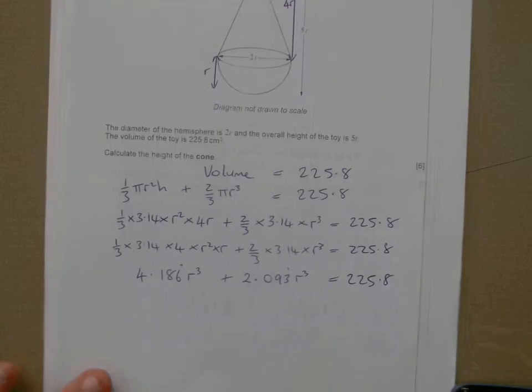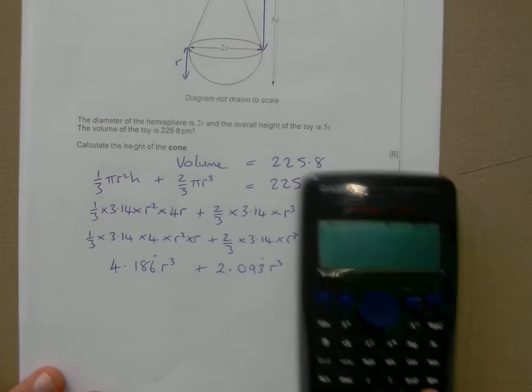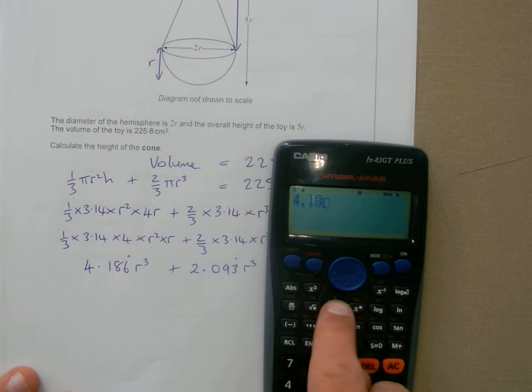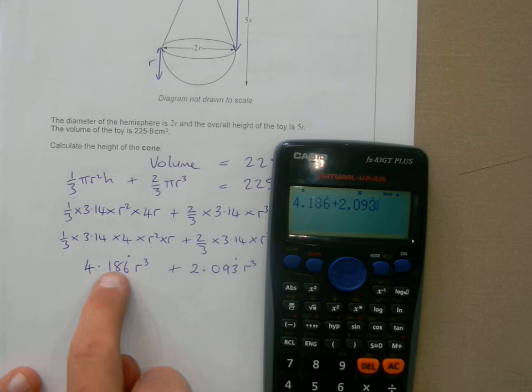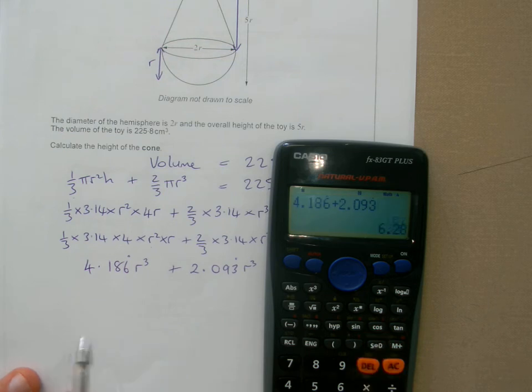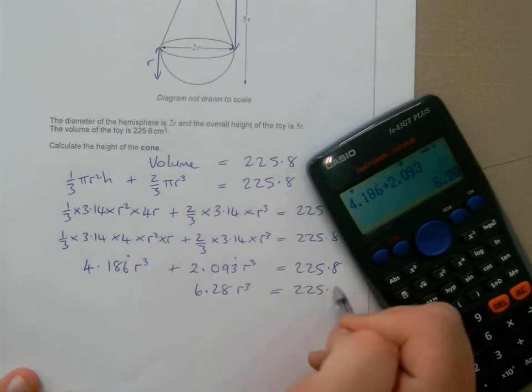Next I need to add these two terms together. We've got recurring decimals, so you can use the recurring button on the calculator. So 4.18, then press shift and that button to get the recurring, then plus 2.09, then shift again, that button, press across. You've got to add them because you've got something r cubed plus something r cubed. Adding those numbers in front gives us 6.28 r cubed equals 225.8.